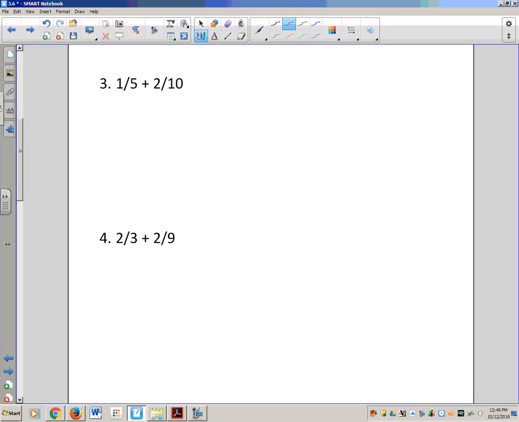Number 3, 1/5 plus 2/10. Common denominator could be 50. But always check to see if the small one goes into the big one, and it does. That way you can save it.